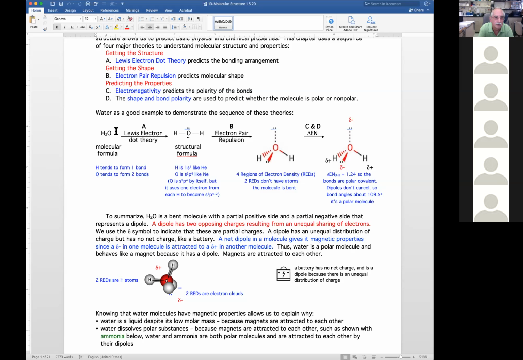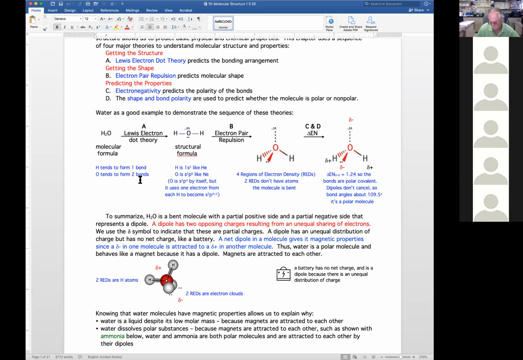What we need to do to get the Lewis structure, using Lewis electron dot theory, is decide which one is going to be the central atom. Hydrogen tends to form only 1 bond. Why is that? Because of its position on the periodic table, you could predict that. Here's hydrogen. What does it want to do? Gain 1 more electron to be like helium. Now it's 1s2, which is electronically stable. So we think that hydrogen is going to form only 1 bond.